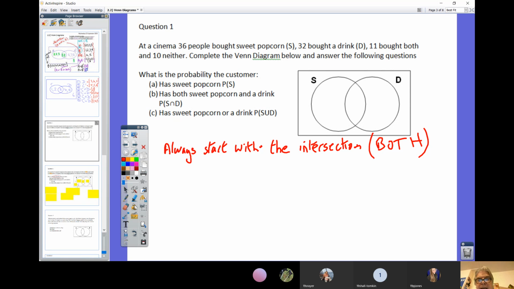So which bit here is, which number there is that they both bought sweet popcorn, but they also bought a drink? Which one is the both bit? Which number? Just call it out. 11. Good. So you must get that 11 into the middle as the starting point.